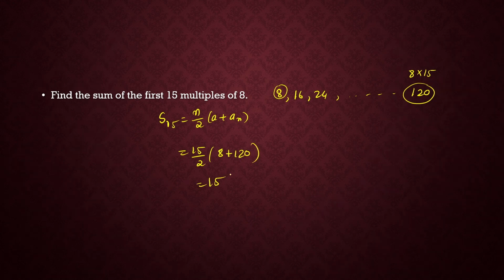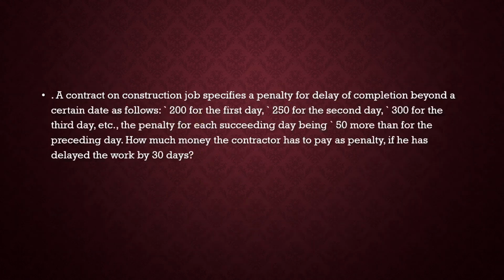That's it. So this is 15 into 4 plus 60. That is equal to 60 plus 900. So that is equal to 960. Calculations might have gone wrong, but yes, this is the way to solve this type of questions.